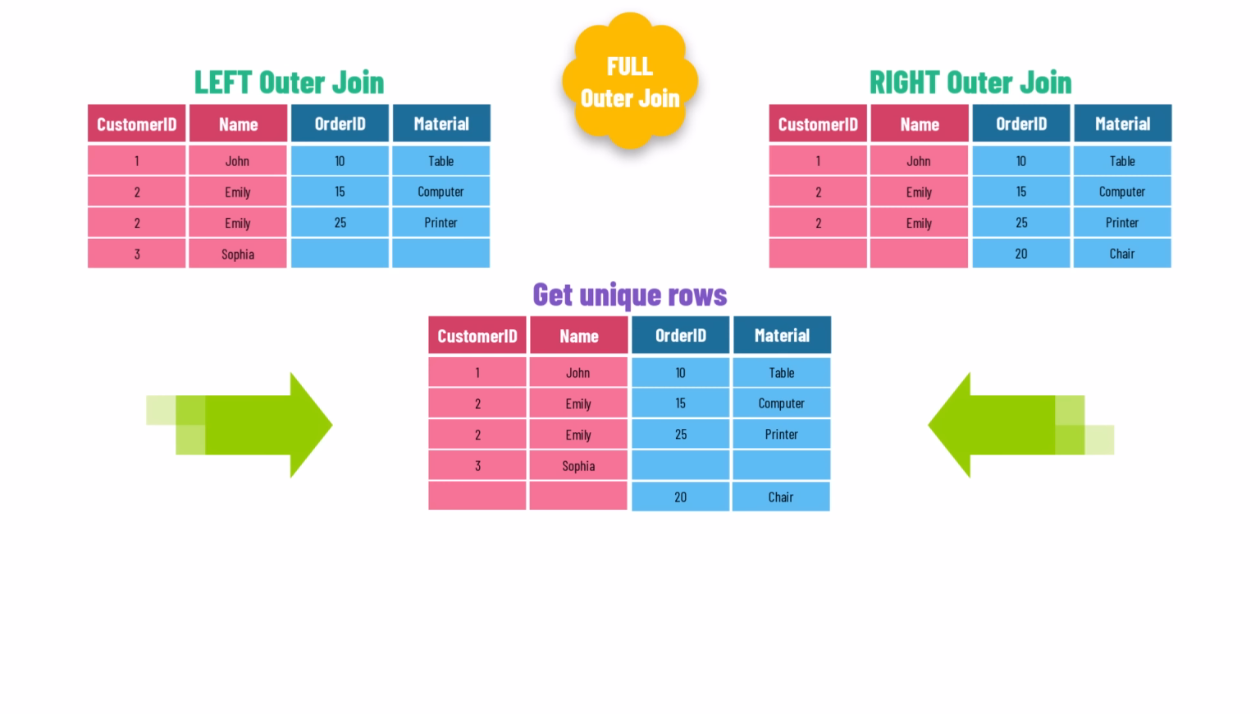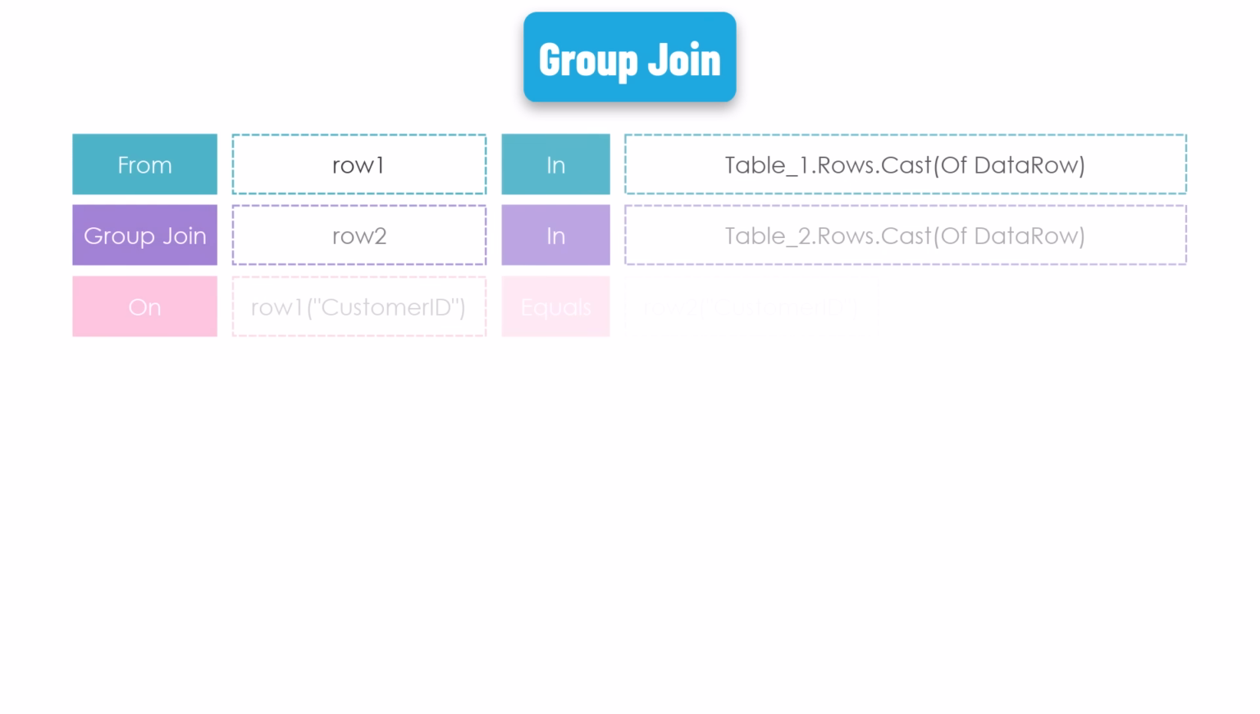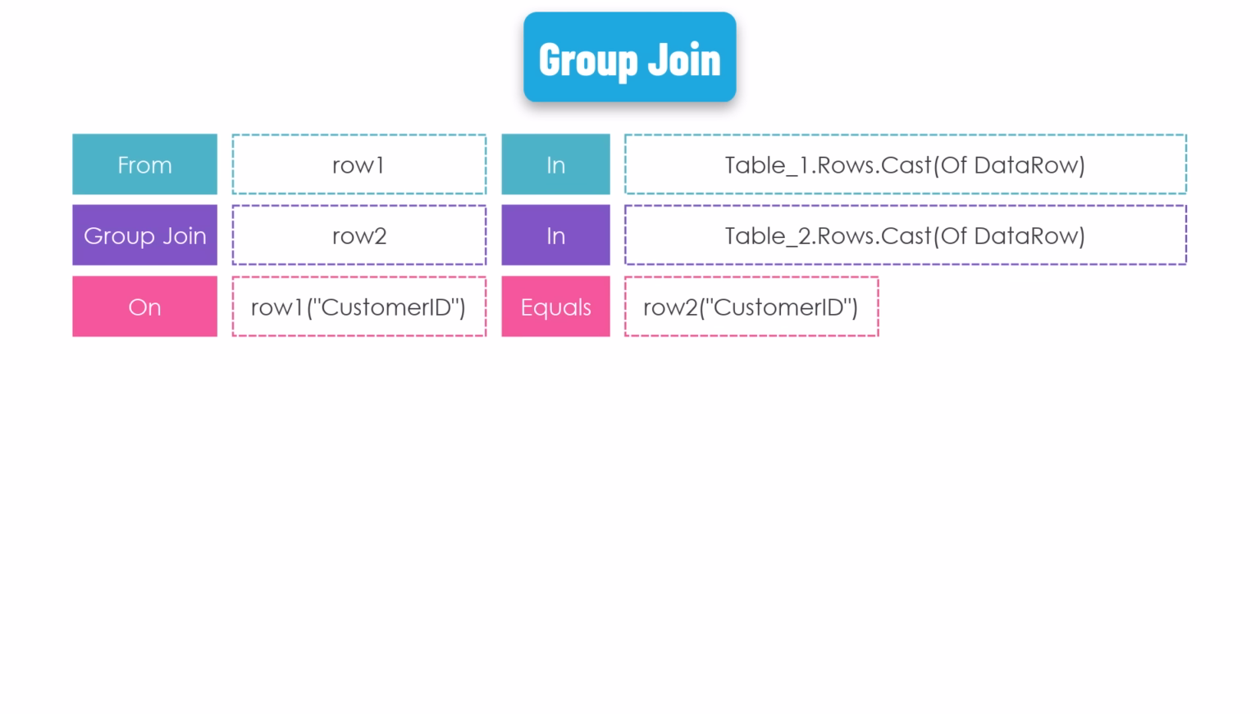Before switching to UiPath to implement these join types, let me show you the syntax of group join clause. I showed you before how to use join clause for inner join. I can do exactly the same here. So, I added the same parts again. I only replaced join clause with group join clause. And because I have group here, I have to add these two parts.